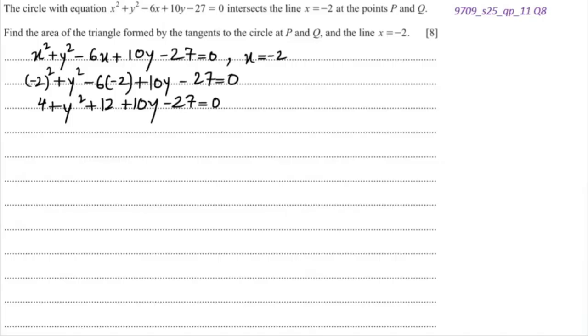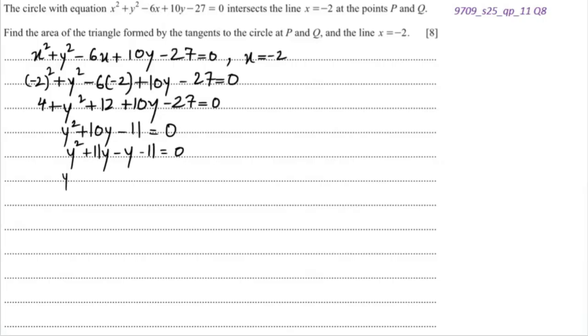You can always pause the video and do these calculations yourself. Just stay connected because the best way to practice is to do the solution yourself, and you can always check my work later. This is going to be y squared plus 10y minus 11 equals 0. You can use the formula as well, but you can just do the middle term break as well.